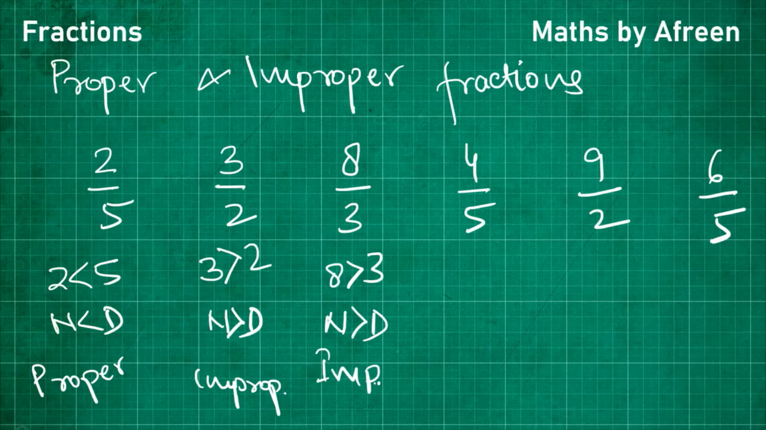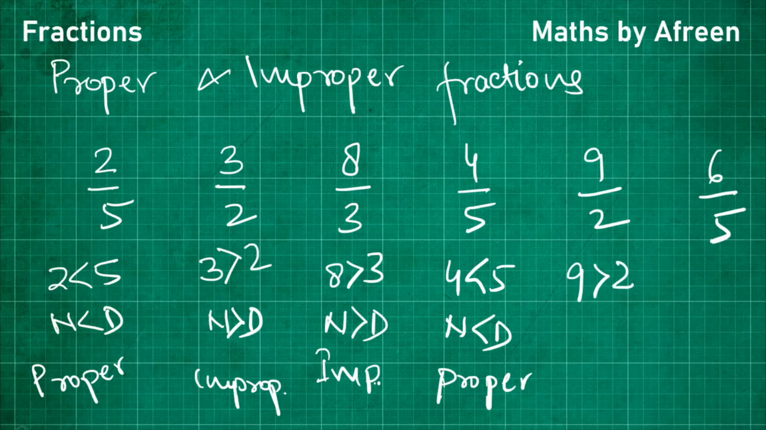Let's talk about 4 by 5. In this case 4 is less than 5. That means numerator is less than denominator. That means this is the proper fraction. Okay, so in 9 by 2, 9 is greater than 2. That means numerator is greater than the denominator. That means it is the improper fraction.